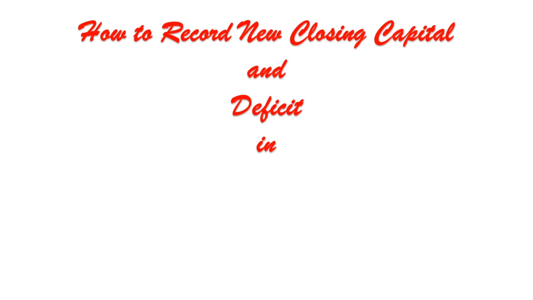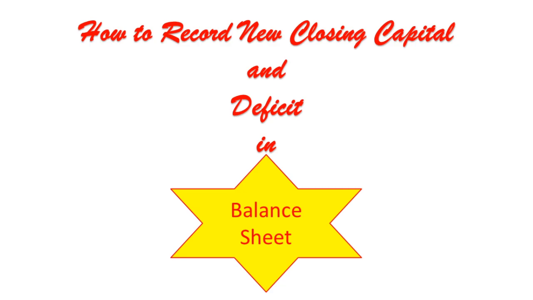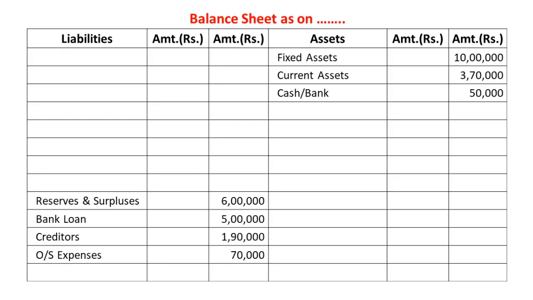So how to record new closing capital and deficit in the balance sheet? Simple. There is no change in the recording of closing capital. It is credit balance. So liability side, partners capital account, Mala 36,000, Nirmala 24,000, Vimala 20,000. So total should be sent in the outer column, which is 80,000.